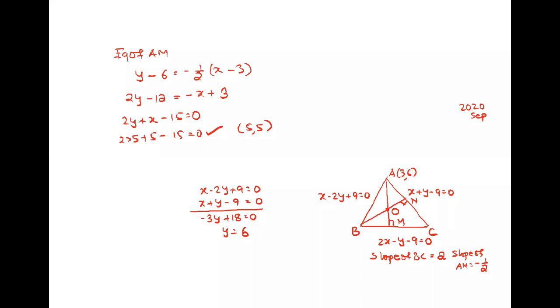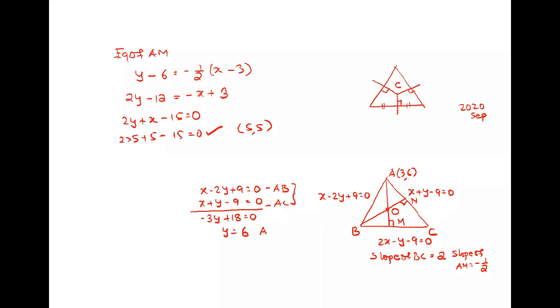How (3, 6)? Here we have solved AB and AC. This is AB. This is AC. When you solve, you get the equation. What is the circumcenter? The circumcenter is the point of intersection of perpendicular bisectors.